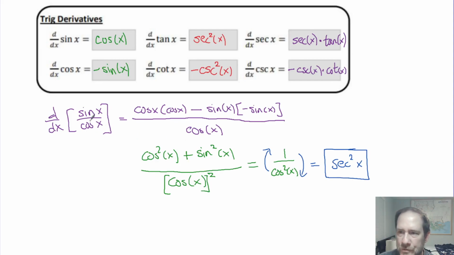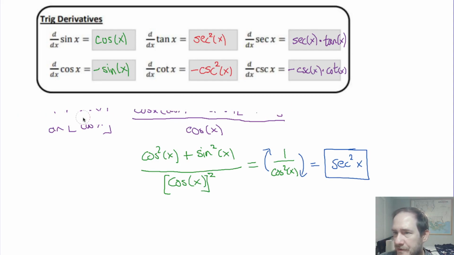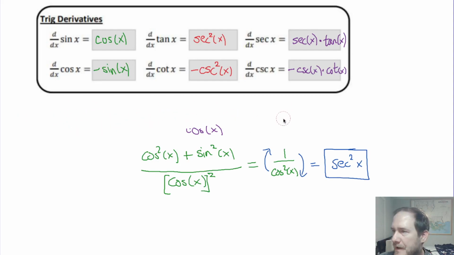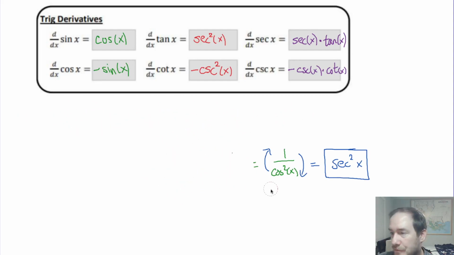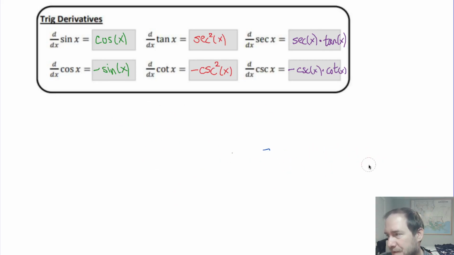Now I went through where the derivative of tangent came from. Why don't I also go through where the derivative of cosecant comes from? And then I'll leave it to you to figure out the other 2. Or to ask me about it in class. Or to ask me about it during advisory. Or to ask me about it after school. But you got tons of opportunities to hit me up if you're not sure.